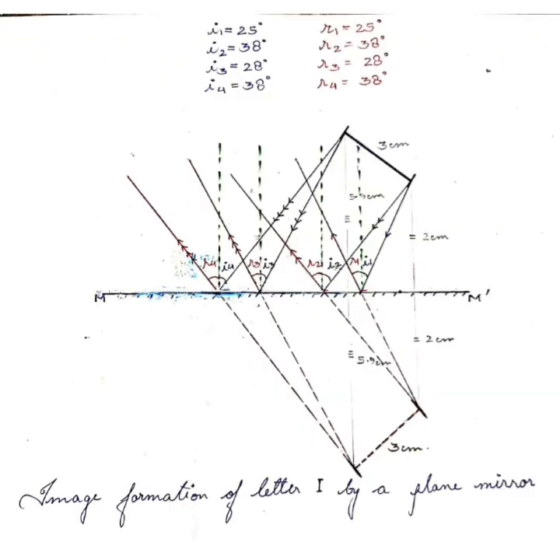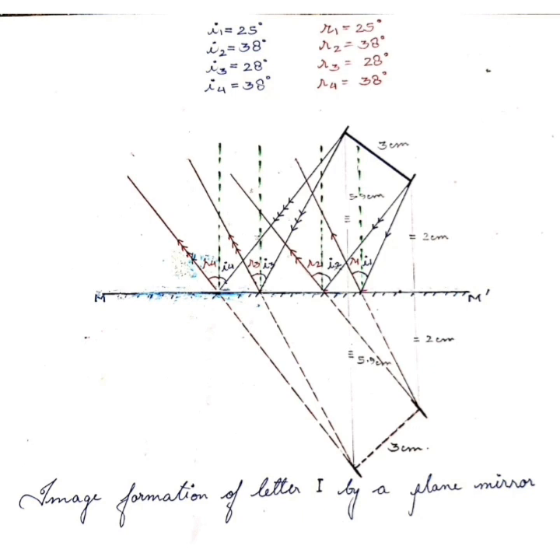Here you can see the image formation of an extended object. I have taken letter I. The image formation of extended object we have done before also. Here you can see that from each extreme ends there are 2 incident rays falling on the surface of the mirror. These rays are reflected and these rays are taken back where they meet to form the image.